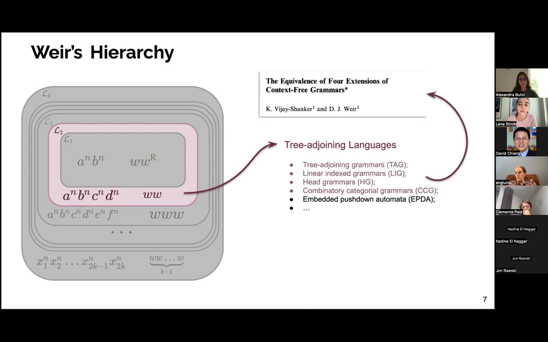Many others. And the first four of these were proved to be weakly equivalent, which means they generate the same class of languages. Yeah, and this was proven in this famous paper by Vijay-Shanker and David Weir, the equivalence of four extensions of context-free grammars. And in the paper, we actually proved that tree-adjoining grammars and linear index grammars are actually equivalent in a stricter sense than weak equivalence.